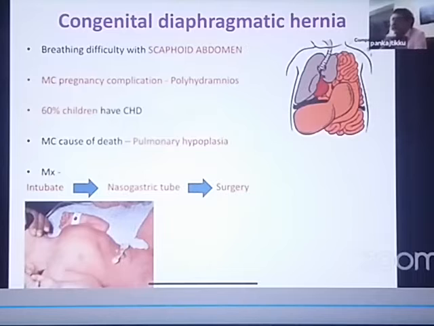You can see the picture here. The abdominal contents have entered into the chest cavity, which includes the stomach and the intestine, and they are compressing the lungs. So when the lungs are getting compressed, obviously the child cannot breathe. Most of these children will present with breathing difficulty after birth. Any child who presents with a breathing difficulty after birth, especially if associated with a scaphoid abdomen, you can see a scaphoid abdomen, this is a scaphoid abdomen.